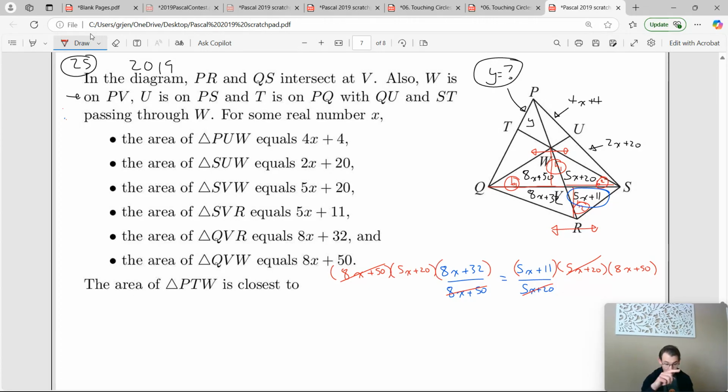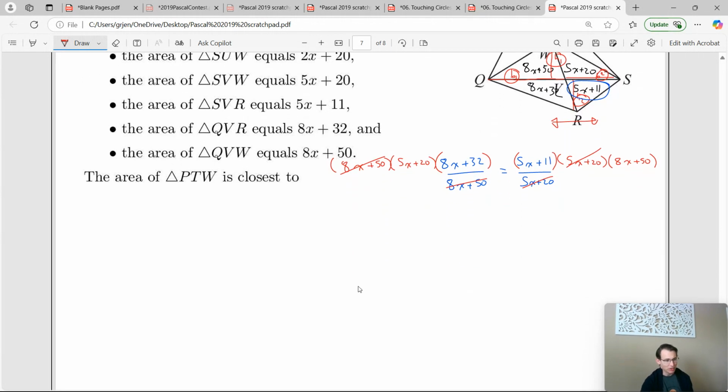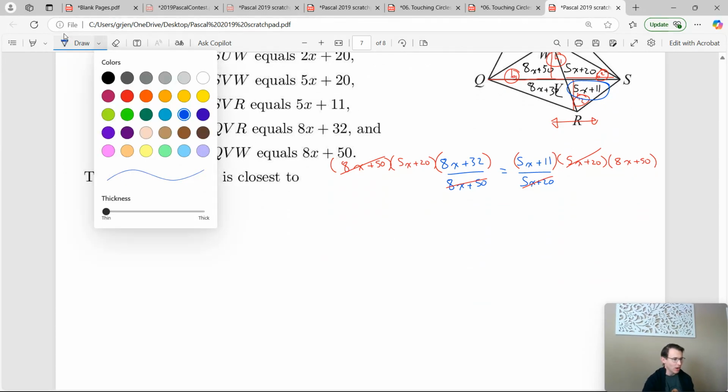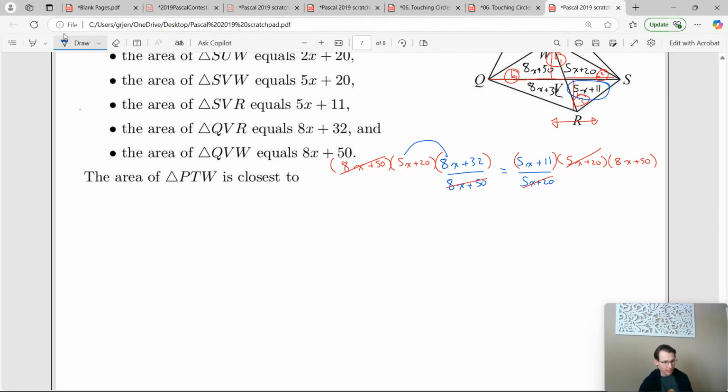So now we're going to do binomial times binomial on both sides. Yeah, this is pretty sophisticated for grade 9s. So we now have 5x times 8x over here gives us 40x squared. 5x times 32 gives us 160x. 20 times 8x gives us 160x. And 20 times 32 gives us 640.